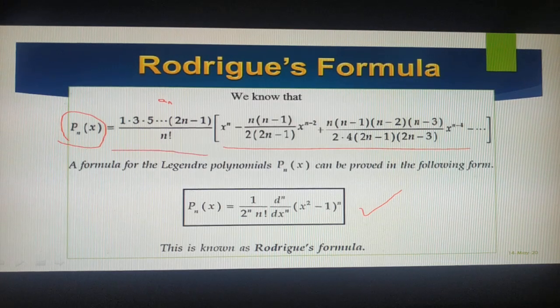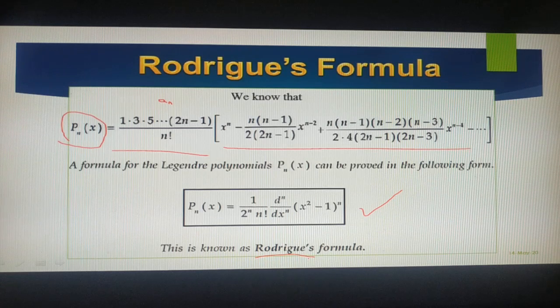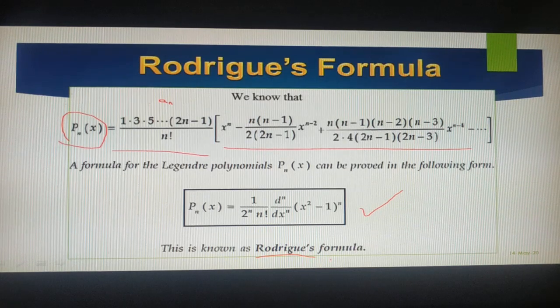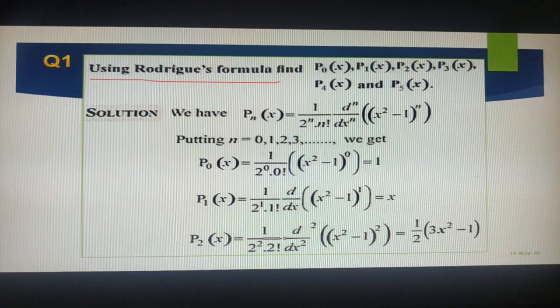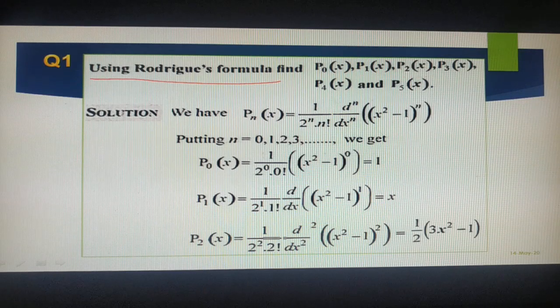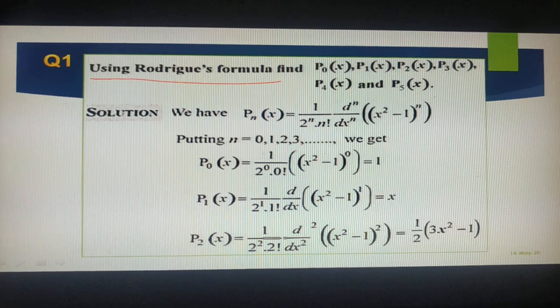This formula is a little bit tough, and instead of that, if you remember this Rodrigues formula, then it is easy for us to write all Legendre's polynomials. So let's see how it helps us. Using Rodrigues formula, we have to find Legendre polynomials of order P0 of x, P1 of x, P2 of x, P3 of x, P4 of x, P5 of x. So maximum they may ask you up to P5 of x in your examination. With the help of Rodrigues formula, we have to find all these Legendre's polynomials up to order 5.